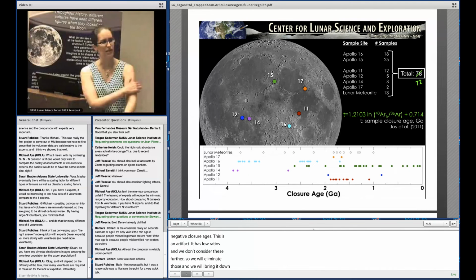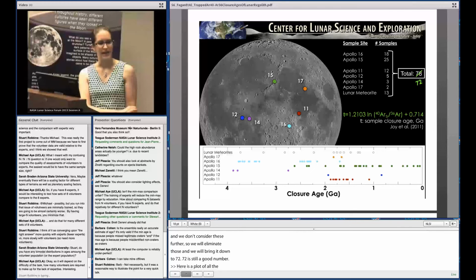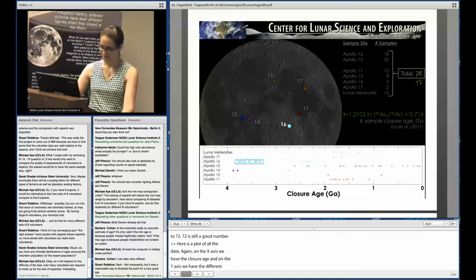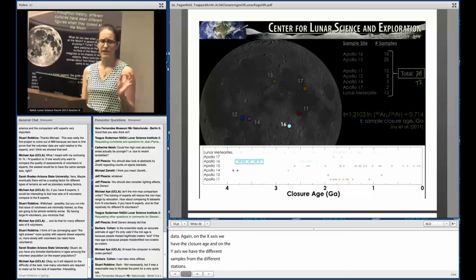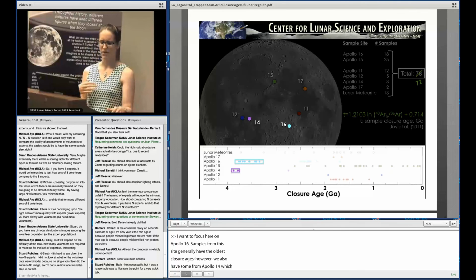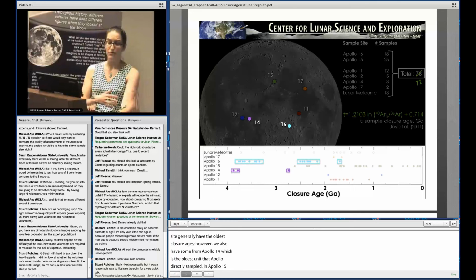So here's a plot of all of our data. Again, on the x-axis, we have the closure age, and on the y-axis, we have the different samples from their different stations, sites. I want to focus here just a little bit on Apollo 16. Samples from this site generally have the oldest closure ages. However, we also have some from Apollo 14, which is the oldest Mare basalt unit that Apollo directly sampled, and Apollo 16 obviously is the ancient highlands.